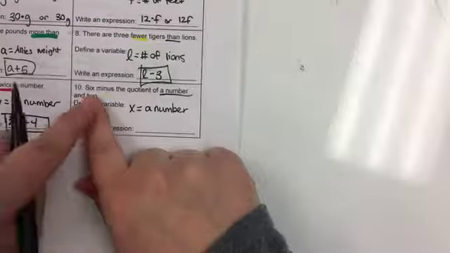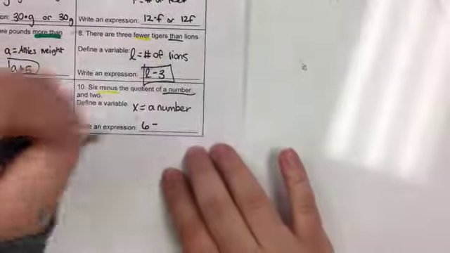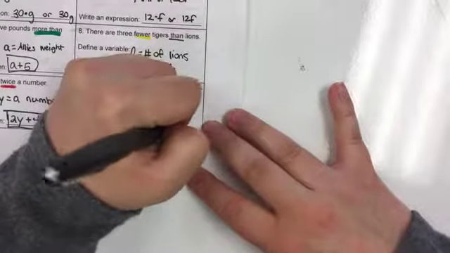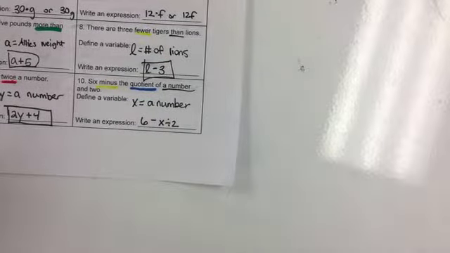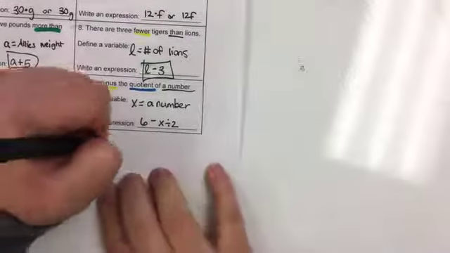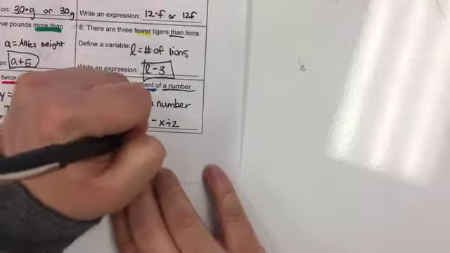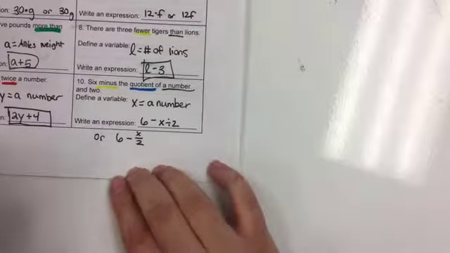And then we're going to write this as we read it. So 6 minus, well, minus is one of our subtraction words. So 6 minus the quotient. Well, I know that my next operation then is going to be division. So division of a number and 2. A number is our x divided by 2. So that's one way to write it. Again, another way to write this is using our fraction. So 6 minus x over 2 would be a second way to write this.